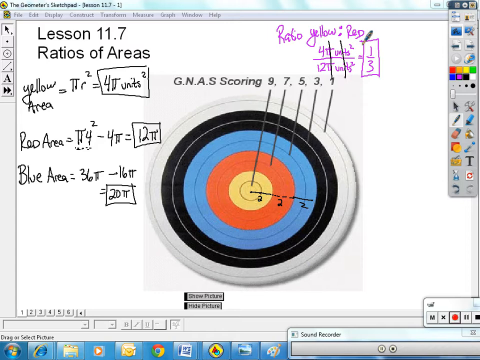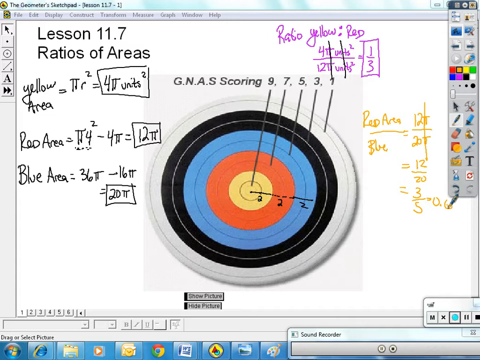Okay. Well, we can do this for blue. We could do red area to blue area, for example. Well, what does that give me? Red to blue is 12 pi units squared to 20 pi. Cross out your pi's, that reduces to 12 over 20. 12 over 20 reduces to what? 6/10, 3/5, which is equal to 0.6.